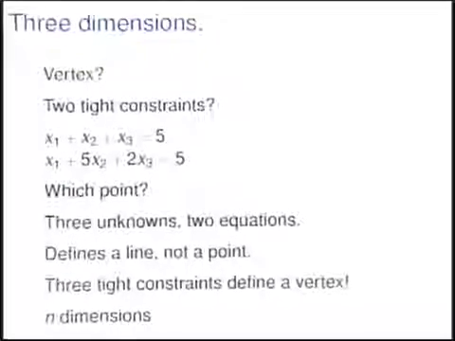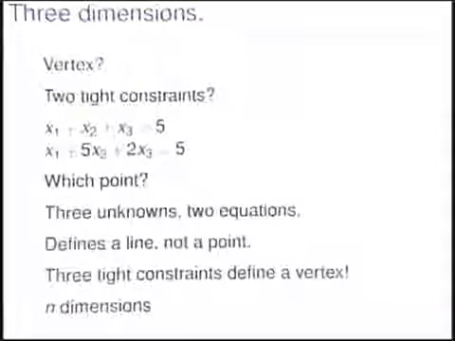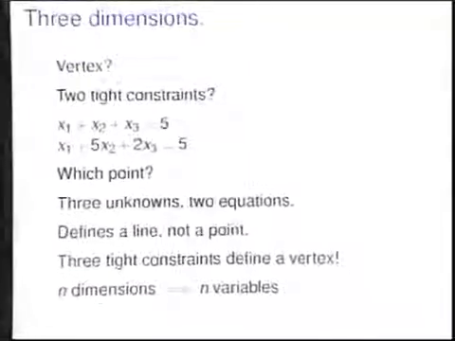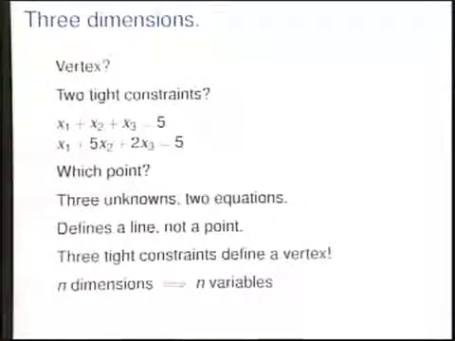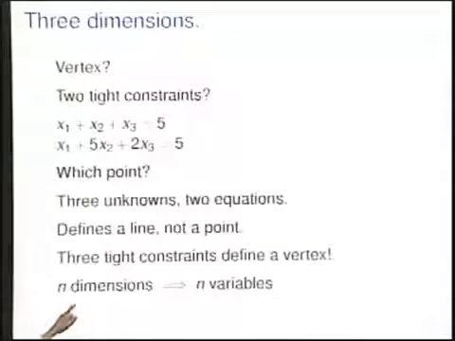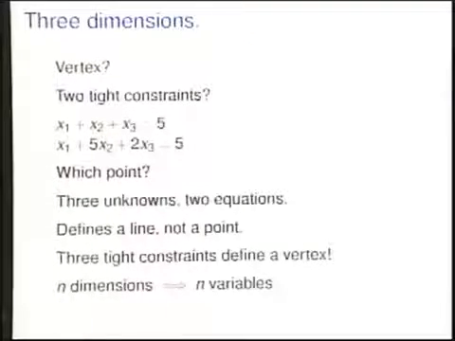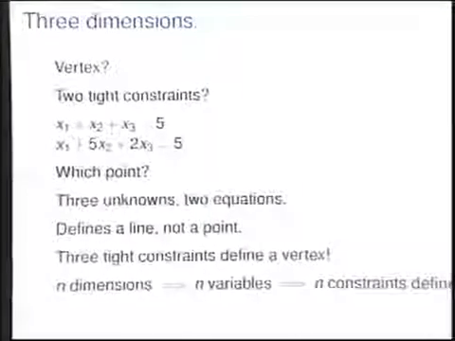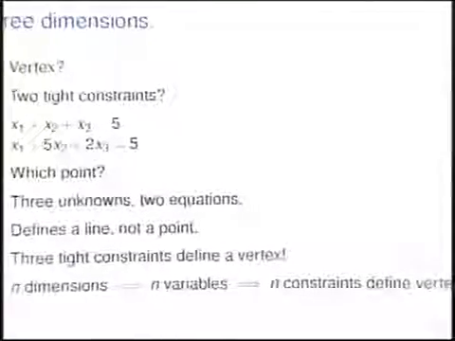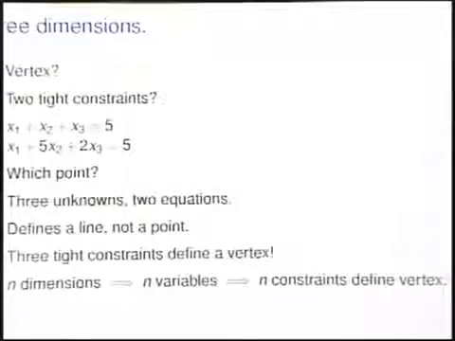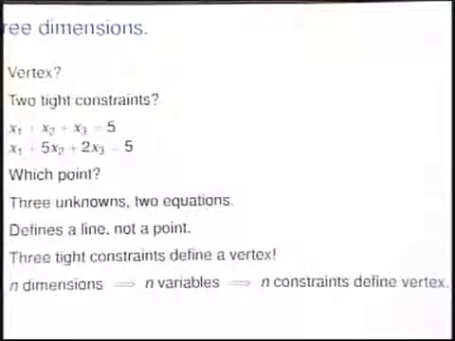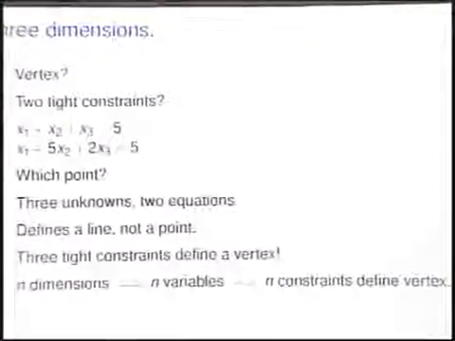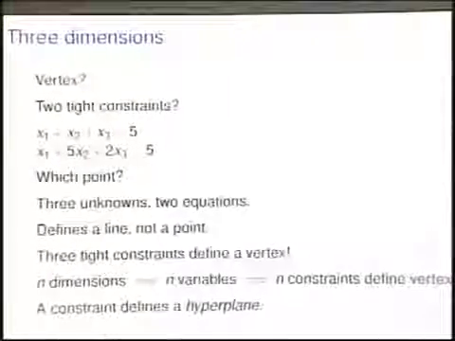So in n dimensions, how many constraints do you need? You have n variables, right? Because in n dimensions, each dimension corresponds to a variable. And n constraints define a vertex. So we're going from this simple example to try to see how to write code that will implement this simplex algorithm. So, just some terminology.